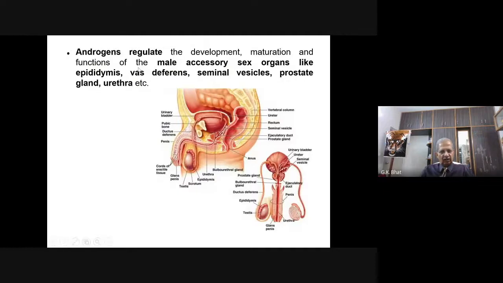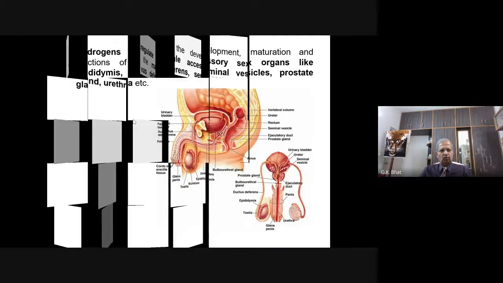Androgens, that is the hormones produced by the testes, regulate the development, maturation, and functions of male accessory sex organs like epididymis. This is the epididymis. Then vas deferens, you do come across the seminal vesicles, and you do have the prostate gland, urethra, etc. All these are maintained by androgen, right? That is the male hormone.